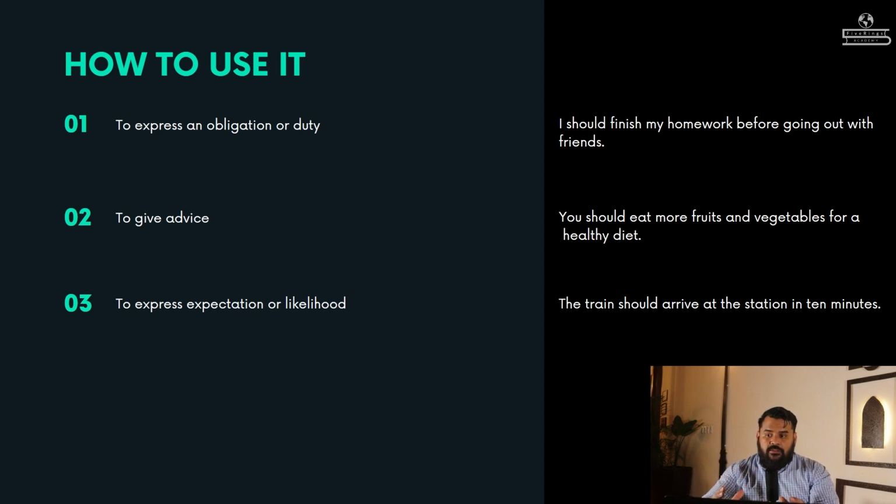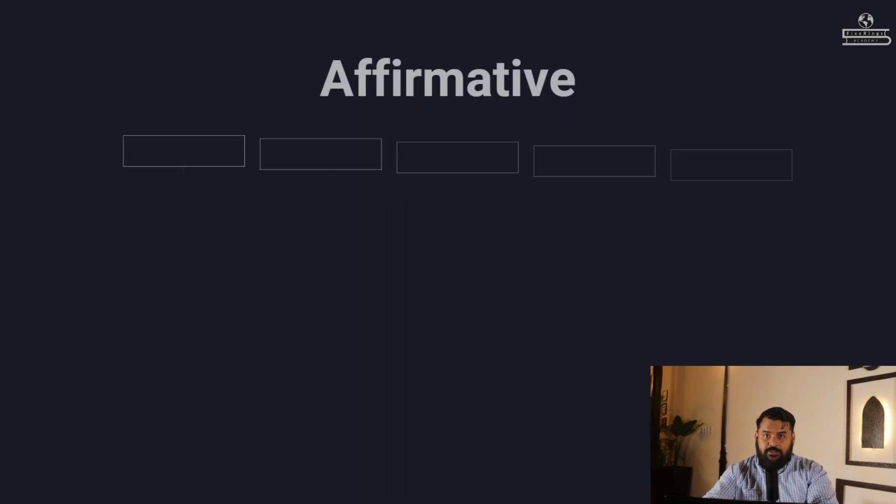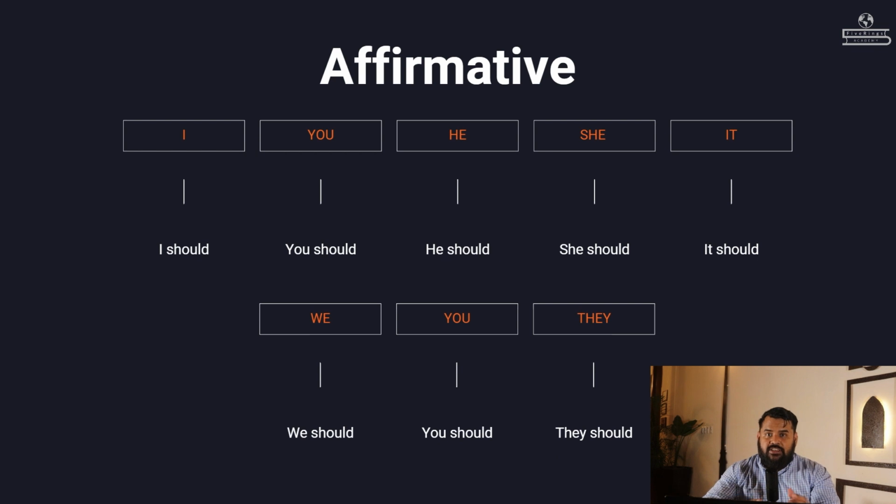In all these three scenarios, the translation of should is debería. We've been saying this. It indicates a moral obligation that at the end of the day, we have the freedom to do or not. At the end is totally up to you. So let's go ahead and see how should interacts with the three type of sentences that we have been exploring.